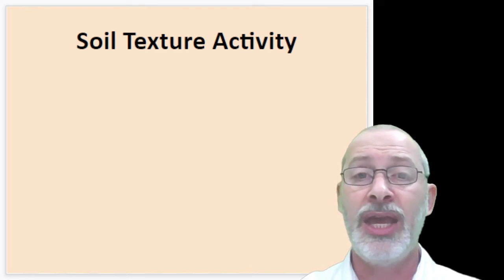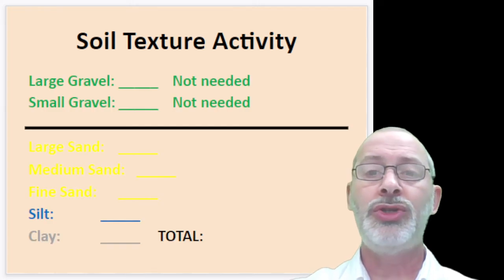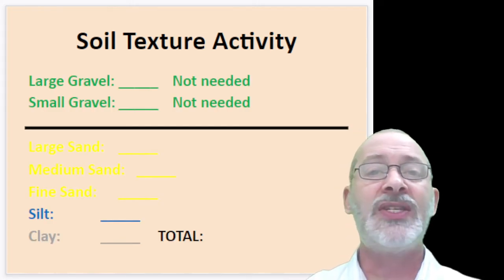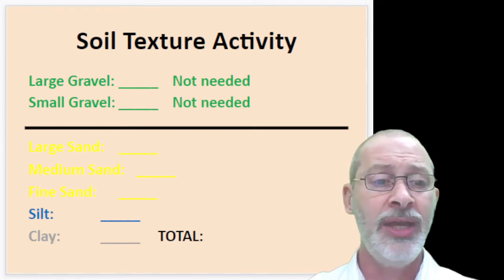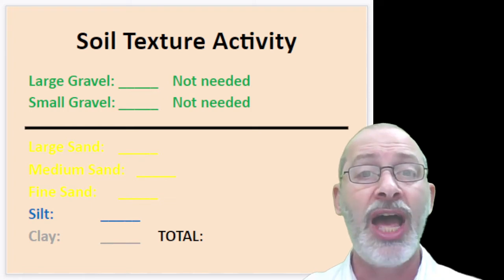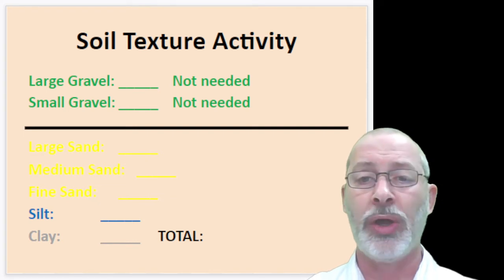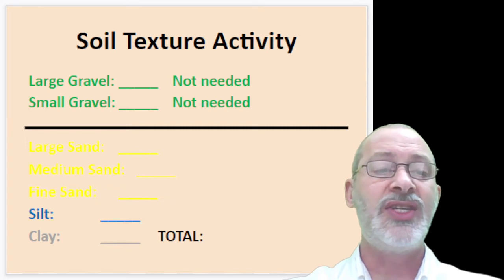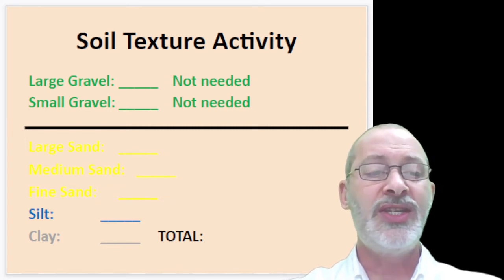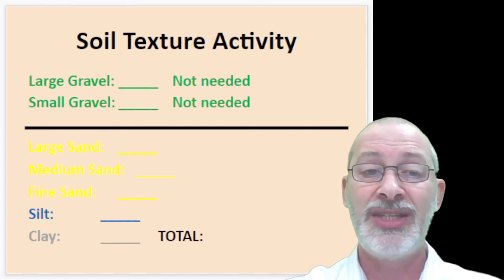Now, I'll review this again tomorrow, but I want to introduce it to you today, because what we're going to do tomorrow is we're going to have a sample of soil. And the soil we're going to be using is going to be a very dry soil. I have removed all of the moisture from the soil. And we're going to use a device called a soil sieve. And this soil sieve is going to be used in order to separate the different soil size types.